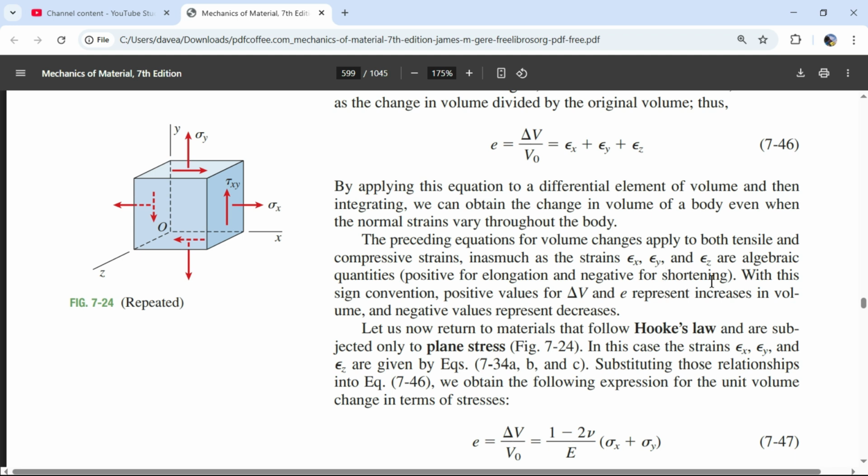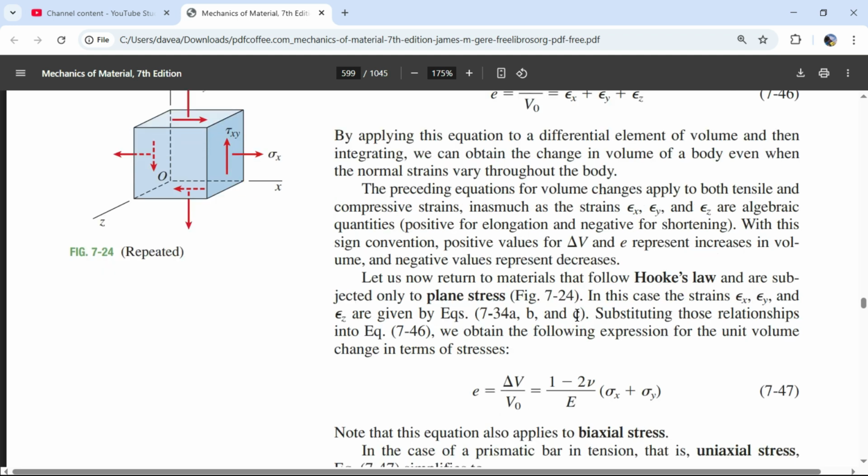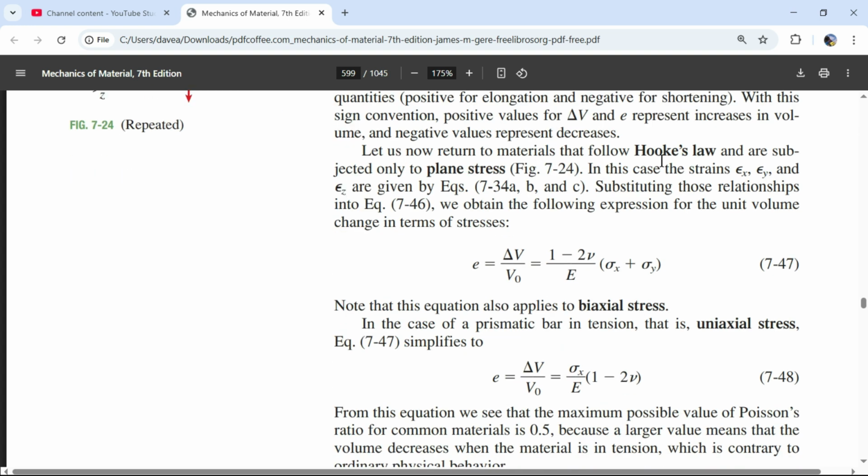All right, let's see what they say. With this sign convention, positive values for change in V and dilation represent increases in volume, and negative values for e. So there you go. If this is negative, that's going to be shortening. We just said that. With this sign convention, positive values for the change in volume and dilation represent increases in volume, and negative values for change in volume and dilation represent decreases in volume. Let us now return to materials that follow Hooke's law and are subjected only to plane stress.